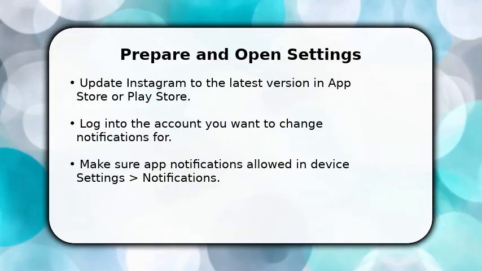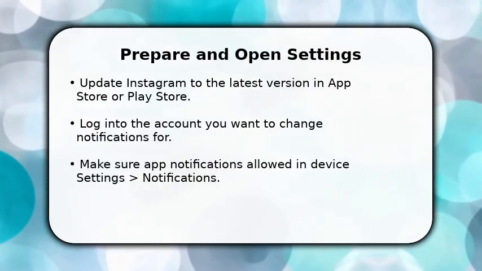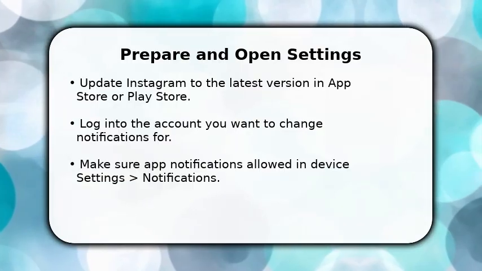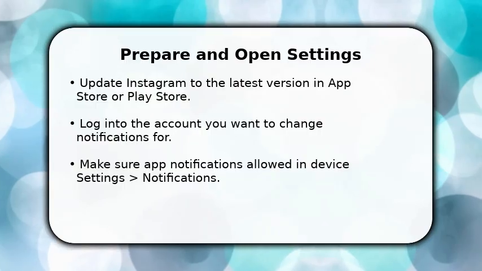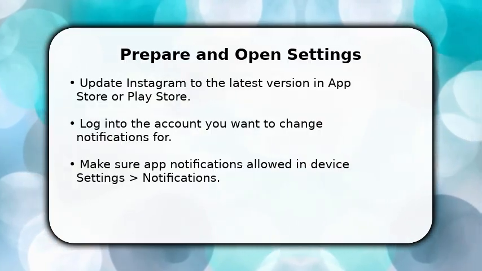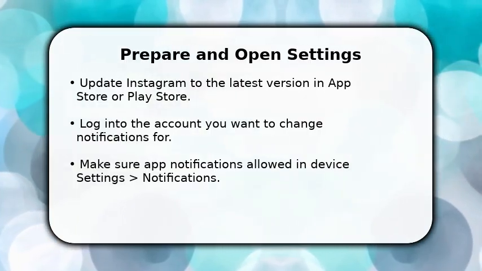Make sure device-level notifications are allowed so changes take effect. Now navigate to Notifications inside Settings. That's where Message Control lives. I'll show you exactly which toggles to flip and why each one matters for reducing interruptions.